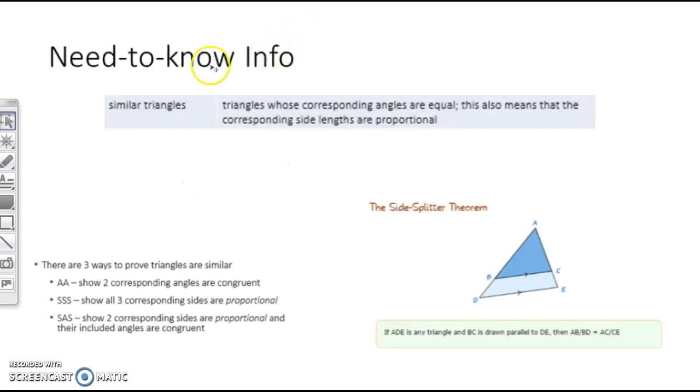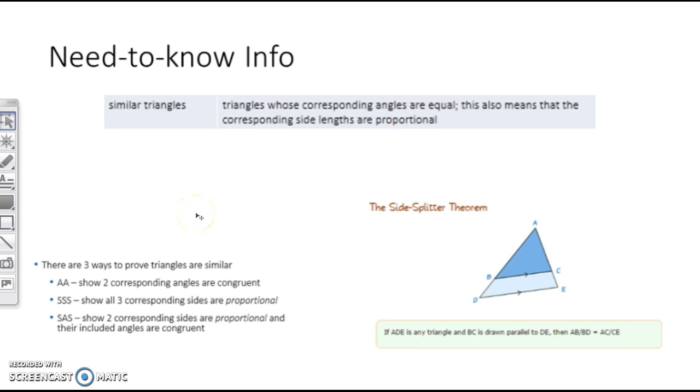Alright, so here's your need to know info. First of all, similar triangles. Those are triangles whose corresponding angles are equal, and therefore their corresponding side lengths are proportional. So we're going to be setting up a lot of proportions. Something over something equals something over something.